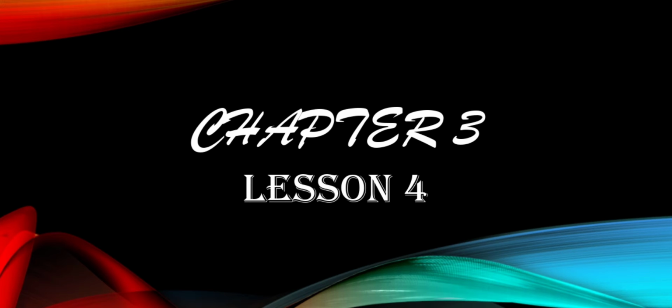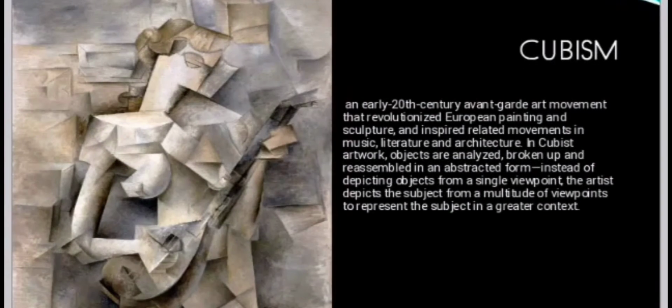Chapter 3, Lesson 4. Cubism. Early 20th century avant-garde art movement that revolutionized European painting and sculpture and inspires related movements in music, literature, and architecture. In Cubist artwork, objects are analyzed, broken up, and reassembled in an abstracted form. Instead of depicting objects from a single viewpoint, the artist depicts the subject from a multitude of viewpoints to represent the subject in a greater context.